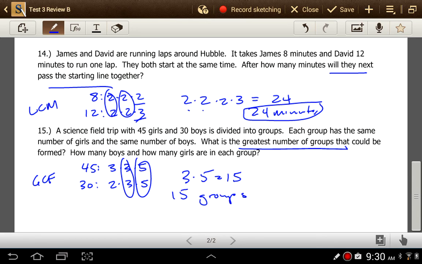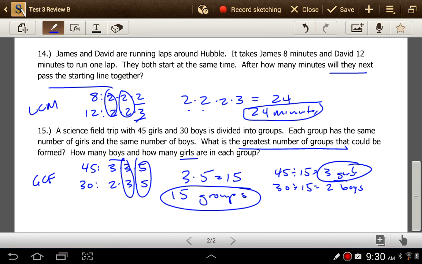Okay? Now, next question is how many boys and how many girls. So I'm going to do the girls. It's 45 divided by 15, which is 3 girls. And I'm going to do the 30 divided by 15, which is 2 boys. So there's going to be 15 groups, 3 girls, and 2 boys.